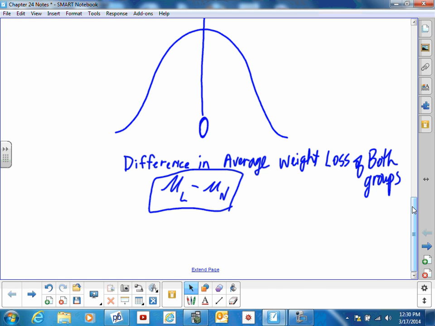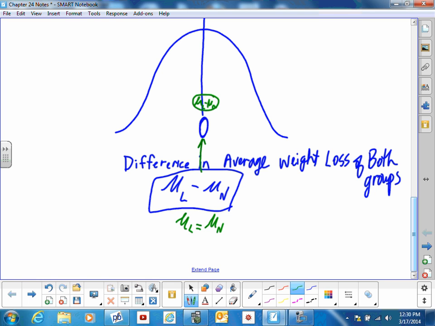So, question. If this difference is 0, what does that mean? That they're equal. So let's say that Chance goes and takes a sample of 100 that were on the low-fat diet, and takes the other sample, and he finds that they are equal. Then the one number that he's going to get is going to be right here. That's the one number. The difference is that one number.